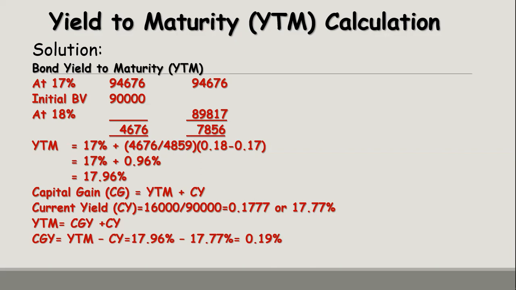The yield to maturity comes to 17.96%. On the other side, we have also calculated the current yield, which comes to 17.77%. So the capital gain is 17.96%, the yield to maturity, minus 17.77%, the current yield. So here we have a capital gain equal to 0.19%.